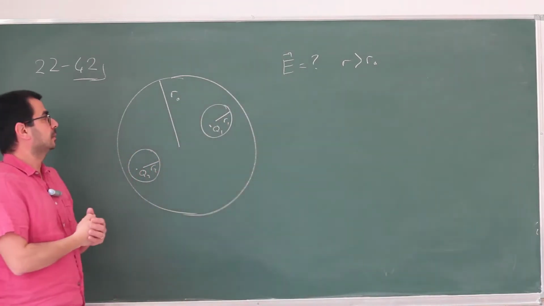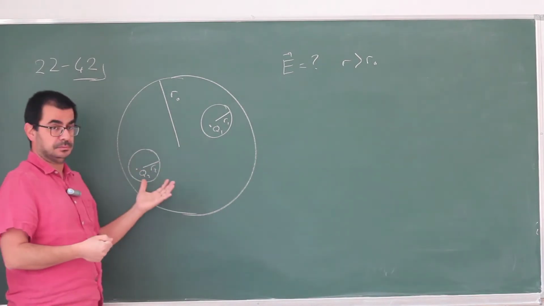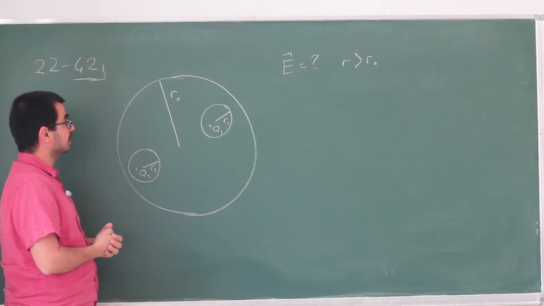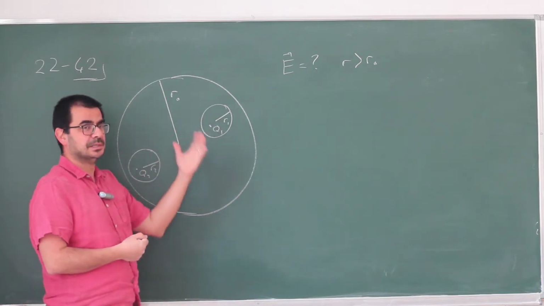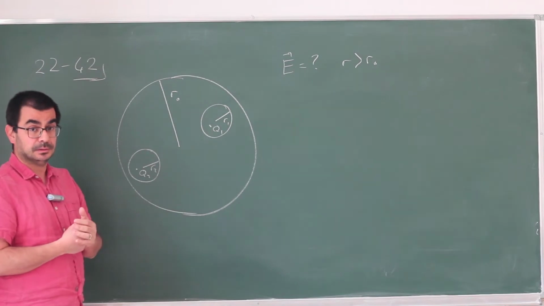Now apparently there is a lot missing in this problem, right? First of all, they're not telling you the location of these cavities, and they're not telling you the location of the charges inside the cavities. But it turns out that the answer actually does not depend on these.